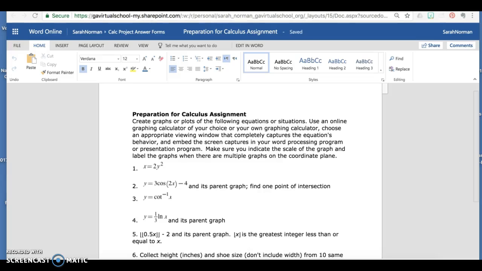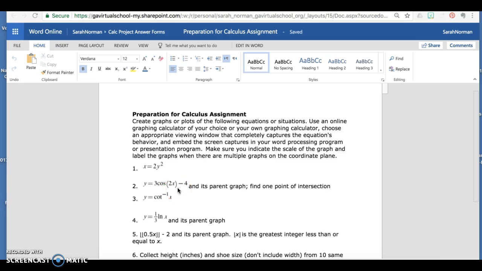Okay, so just to clarify the directions on this assignment, in number one, you'll just simply graph x equals 2y squared. So your only answer for that will just be the graph of that function. In number two, you're going to graph y equals 3 cosine of 2x minus 4 and its parent graph. The parent graph of this function is just y equals cosine of x.